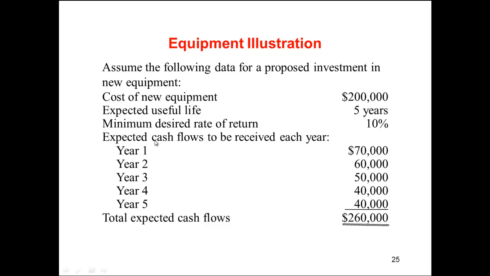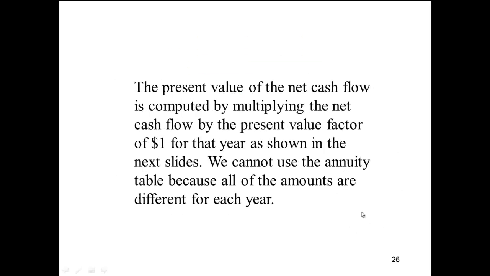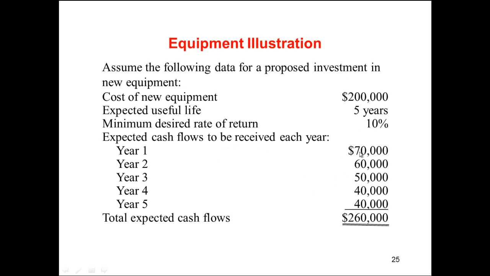The expected cash flows to be received each year: we have $70,000 in year 1, $60,000 in year 2, $50,000 in year 3, $40,000 in year 4, and $40,000 in year 5 as well. So the total expected cash flows, all these added up, are $260,000. The present value of the net cash flow is computed by multiplying the net cash flow by the present value factor of $1. Okay, we can't use the annuity table because all of the amounts are different each year. If it was 70, 70, 70, 70, 70, we could use the annuity table, but unfortunately, we're going to have to do this a little more slowly because each of these is different. Now, these last 2 are the same, but everything else is different.